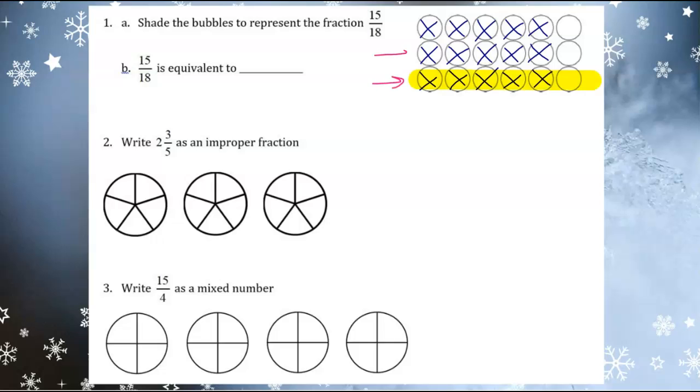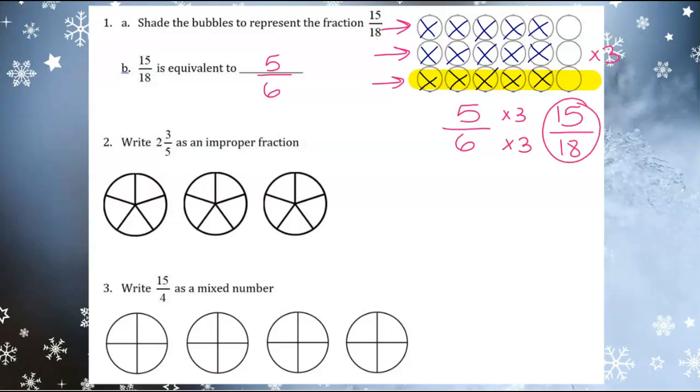All of these rows have 5 out of 6 shaded in, and that is an equivalent fraction. I have the 5 out of 6 times 3. Well, that triples the amount shaded, and that triples my total. So 15 out of 18 has a decimal of 0.83 repeating, and 5 divided by 6 also has a decimal of 0.83 repeating.